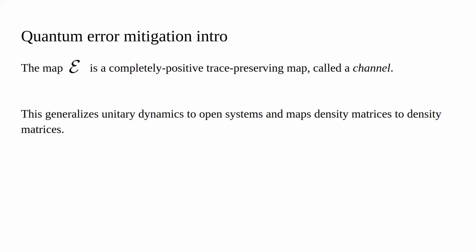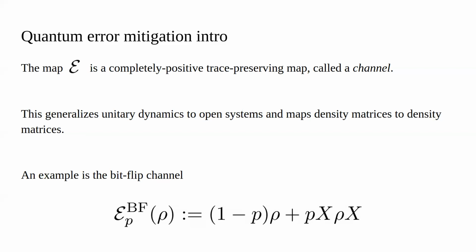But just think positive. And why you want it to be positive and trace preserving is this maps quantum states to quantum states. So we saw density matrices before. So this is the sort of general map. It includes unitaries. So unitaries are completely positive trace preserving maps, but also other things. And the other things are the noisy things. For example, we talked about bit flip noise in the error correction talk.